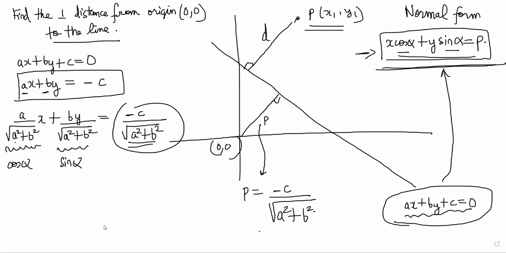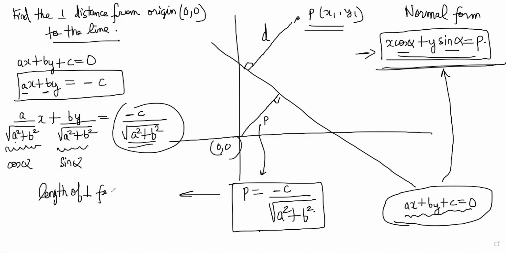And this is what? This is the length of the perpendicular from 0, 0. Length of perpendicular from origin to the line. Okay, great. Then what we need now is not this, we need something else. We need length of perpendicular from P to the line, right?